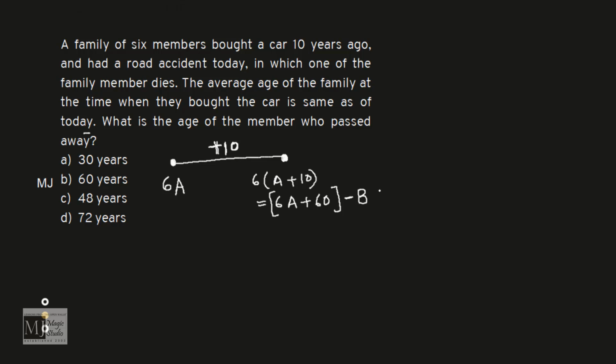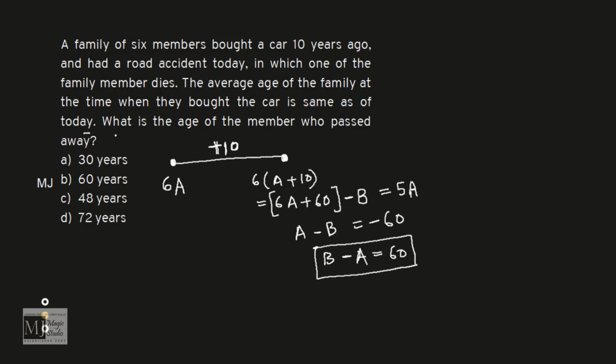How many members are there in the family today? There are 5. That means it should be equal to 5A, isn't it? That means A minus B should be equal to minus 60. That is, B minus A should be equal to 60. This is what we end up with.